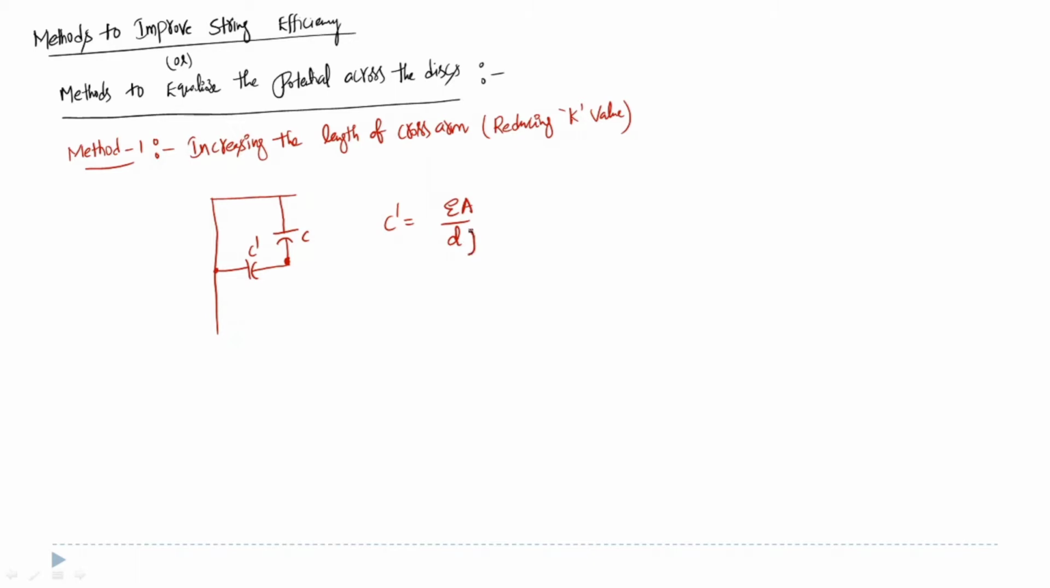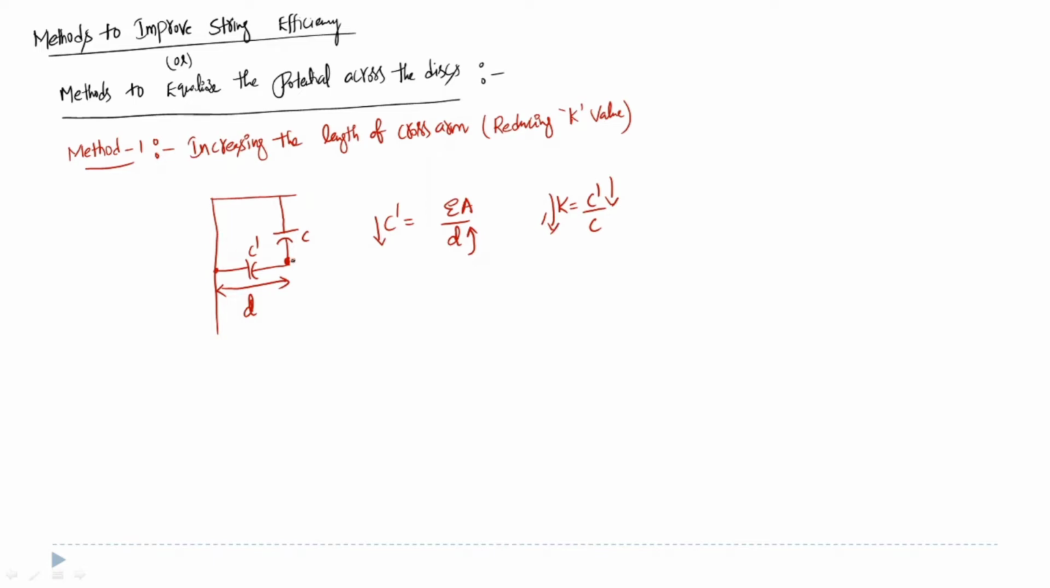So if D value increases, what is meant by D? This is nothing but D, which is the distance between the metallic link and the metallic support, right? When you increase this D value, what happens? This C dash value reduces. When C dash value reduces, what is K? K is C dash over C. When C dash reduces, automatically K reduces.